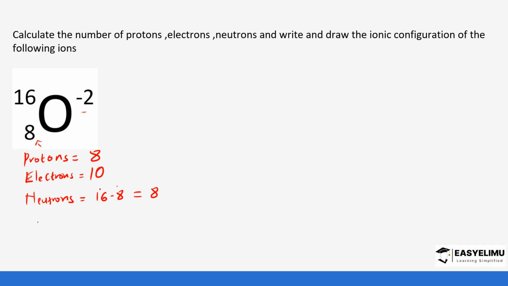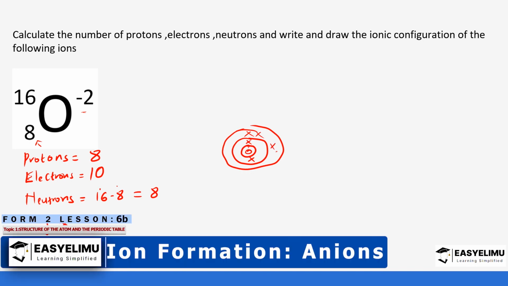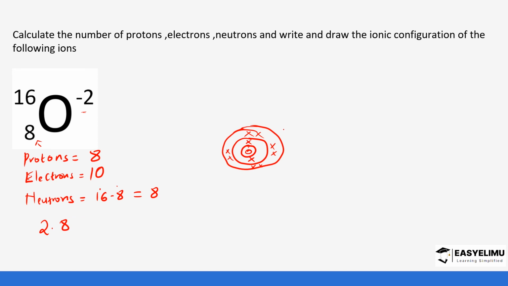So the configuration for the ion is going to be 2.8. So if we draw that, we are going to have the oxygen in the inner nucleus, and then the first shell, we are going to have 2 electrons, and then in the next shell you have 8 electrons. Do not forget to enclose with brackets and write the charge at the end.